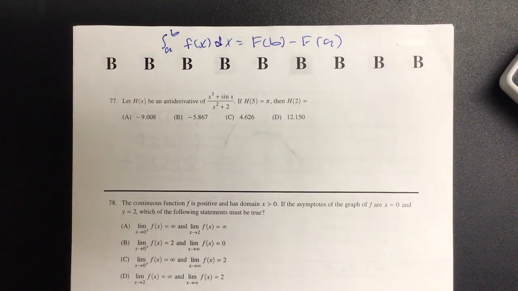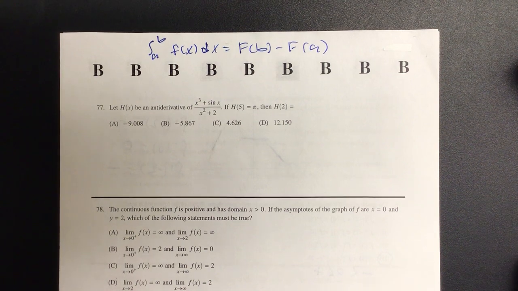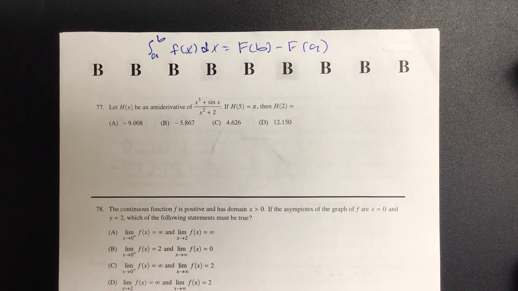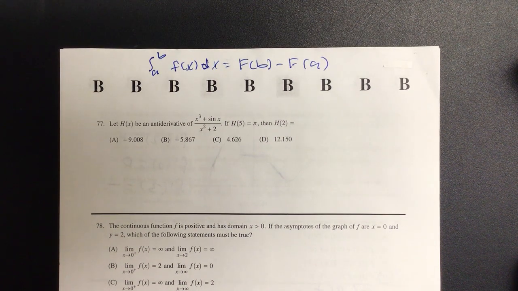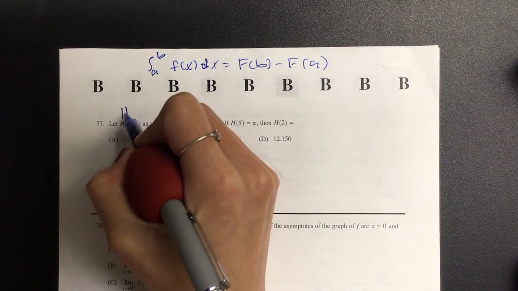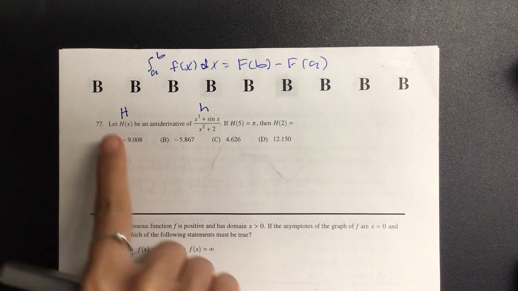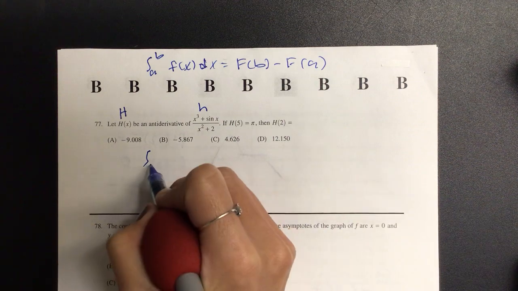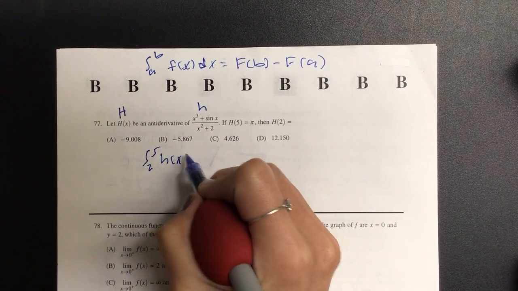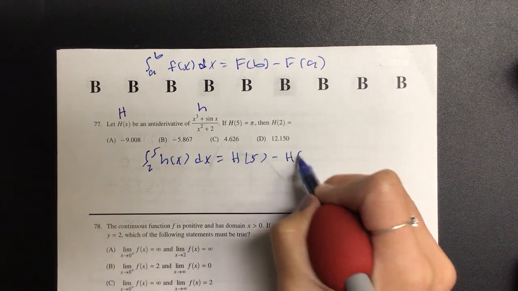So Red, go ahead and read the question for me. Let h of x be an antiderivative of x cubed plus sine of x over x squared plus 2. If h of 5 is equal to pi, then what is h of 2? So since the formula had little f and big F, and this one is using h, let's write it in here. If big H is the antiderivative, then this one must be the little h. And let's translate big H and little h into this formula. So we have integral from 2 to 5, h of x dx is equal to big H of 5 minus big H of 2.